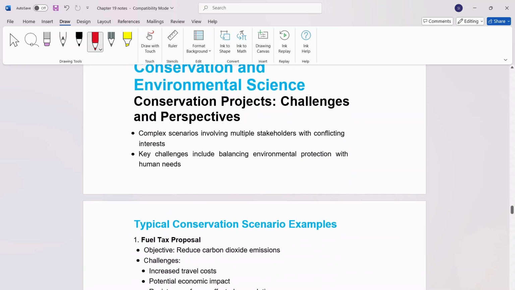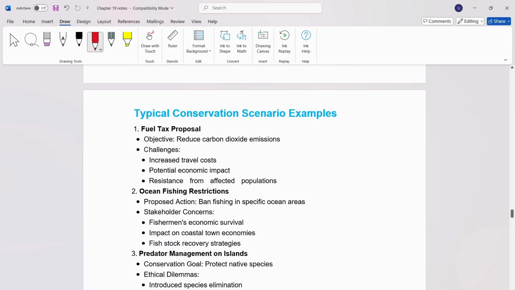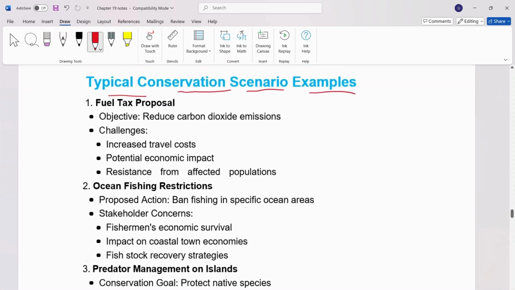Now let's talk about conservation and environmental science. Conservation projects, challenges and perspective. Complex scenarios involving multiple stakeholders with conflicting interests. Key challenges include balancing environmental protection with human needs. Now let's talk about typical conservation scenarios, some examples.